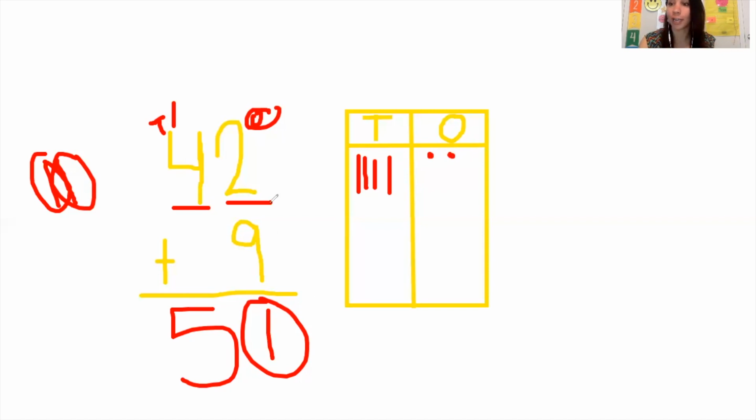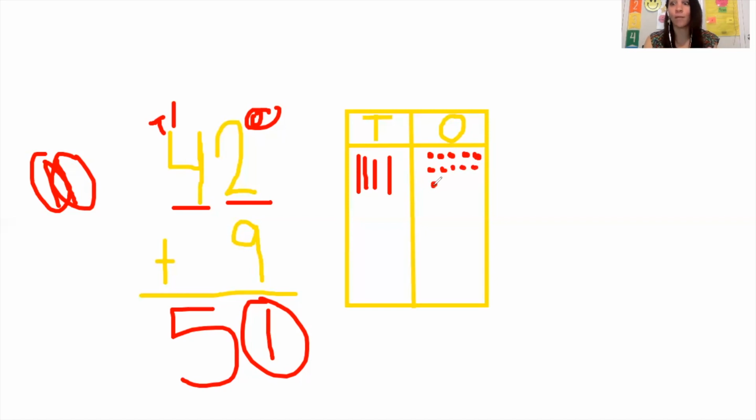Now we're going to draw our second number, which is just 9 1s. 1, 2, 3, 4, 5, 6, 7, 8, 9.